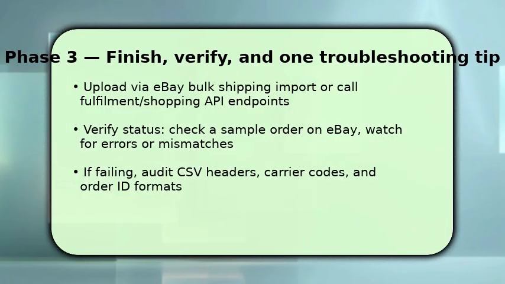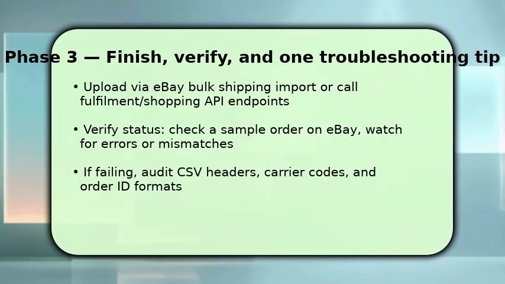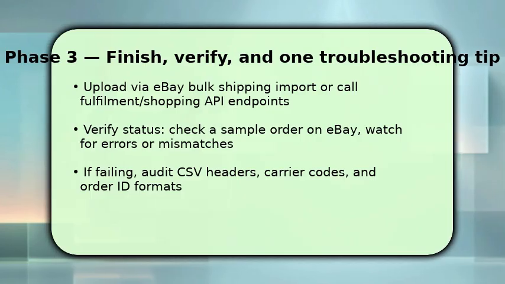If something goes wrong, check CSV headers, carrier code mismatches, and that Amazon order ID match eBay order ID or custom order references. One key troubleshooting tip: reformat data.